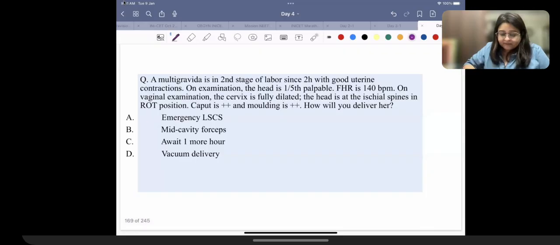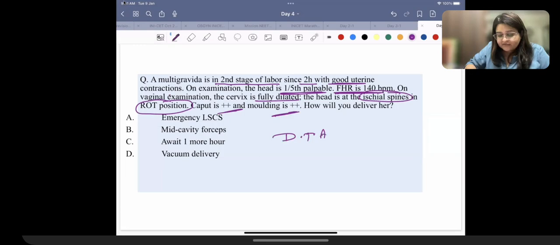Okay? A multigravida is in second stage of labor since 2 hours with good uterine contractions. On examination, the head is 1/5 palpable, fetal heart is 140. The cervix is fully dilated. The head is at the ischial spines in right occipitotransverse. Caput plus plus, molding plus plus. So this is a situation of deep transverse arrest. She's a multigravida, but there is caput plus plus, molding plus plus. She's going into obstruction. So emergency LSCS is better.